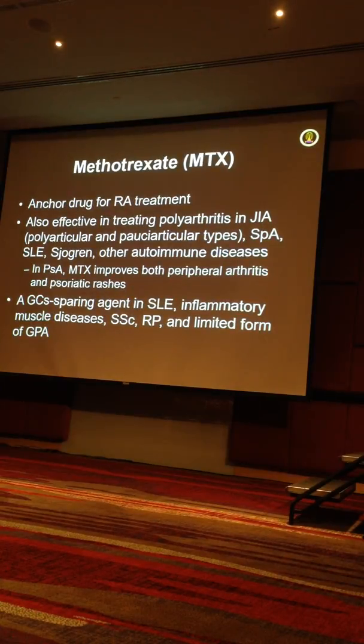Methotrexate is the anchor drug for rheumatoid arthritis treatment, and it is also effective in the treatment of polyarthritis in several diseases. It's also a glucocorticoid-sparing agent in lupus, in inflammatory muscle disease, including dermatomyositis or polymyositis, and systemic sclerosis, relapsing polychondritis, a limited form of granulomatosis with polyangiitis, the new name of Wegener's granulomatosis. For methotrexate in psoriatic arthritis, it can improve the skin and the joint symptoms.